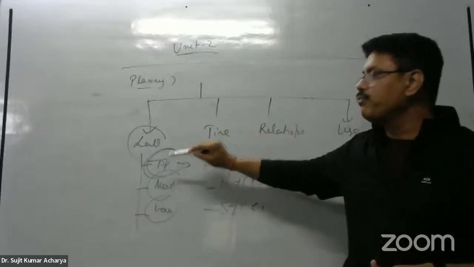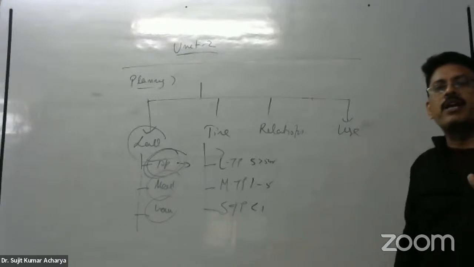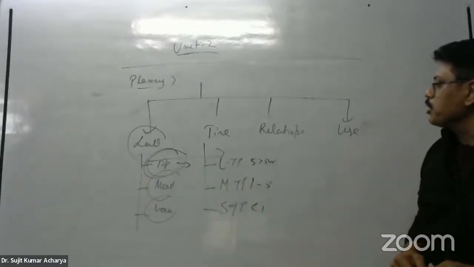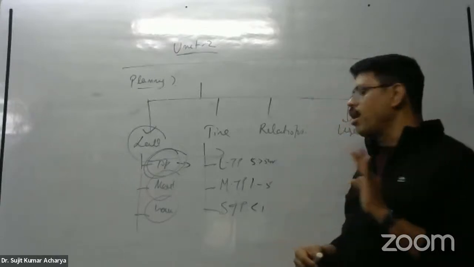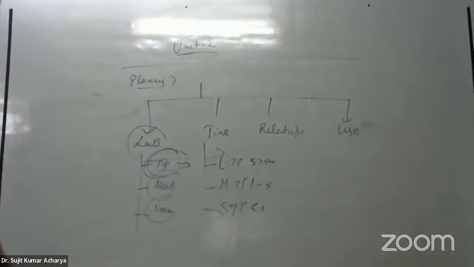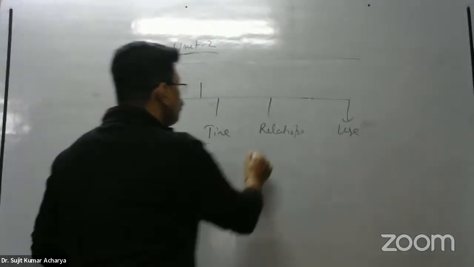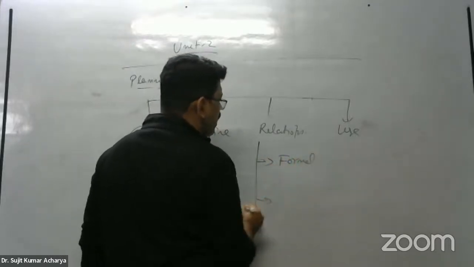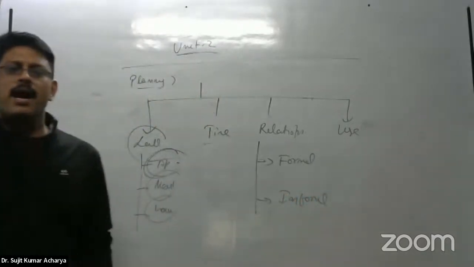Again, from the level point of view, planning is of 3 types. Just remember it, then you can elaborate on your own: top level, middle level, and lower level. Then from the time perspective, planning is of 3 types. Once again, long-term planning, medium-term planning, and short-term planning. Then from the relationship point of view, planning can be described in 2 ways. One planning type is your formal plan, and another is your informal plan. Now, formal plan and informal plan.